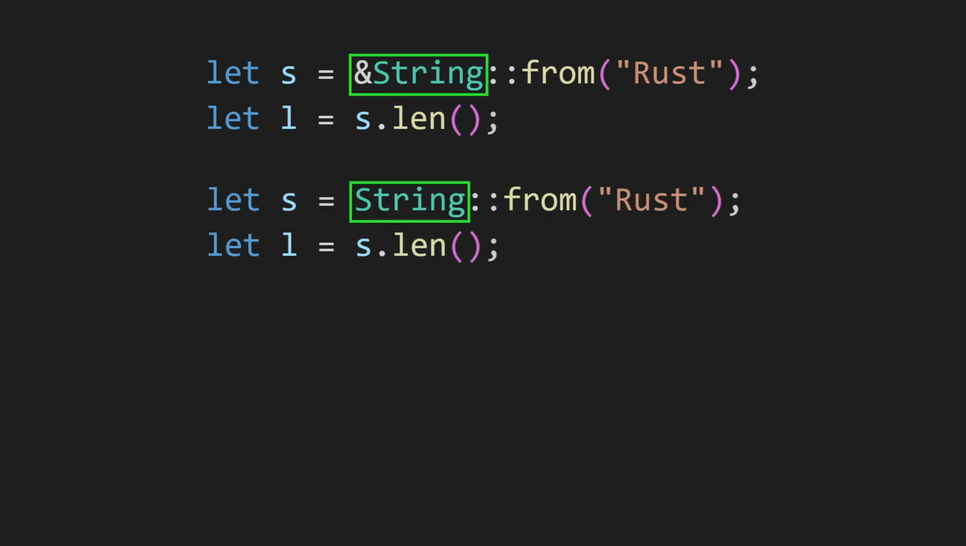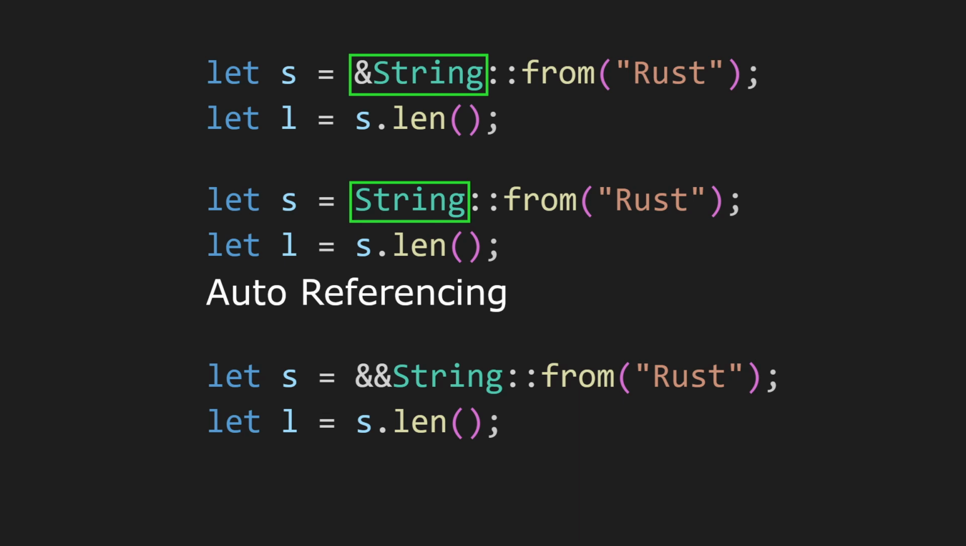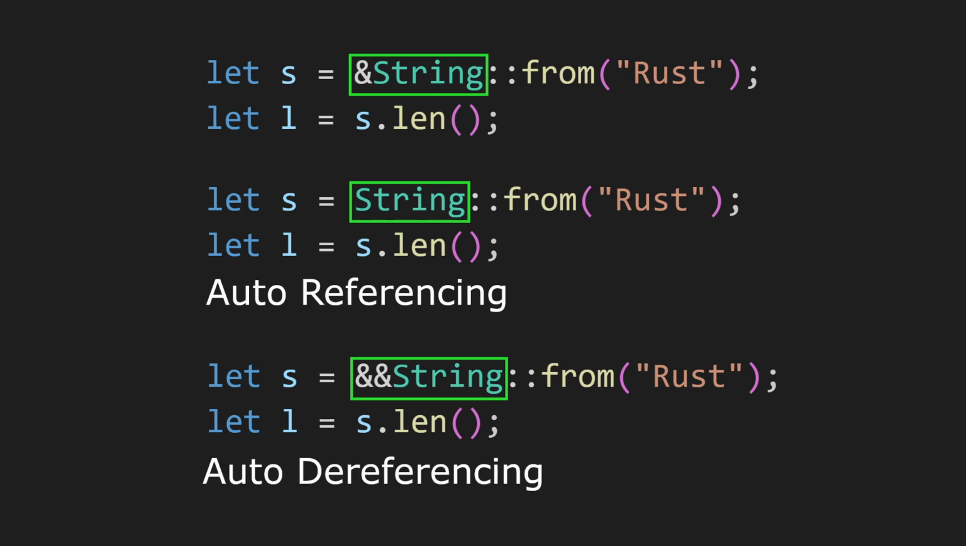But here s is a String, which does not match the self parameter of the len method signature. However, the compiler will automatically convert the String to a reference to a String for us, in order to match the signature. This is called auto-referencing. In this last example, s is a reference to a String, which again does not match the self parameter of the len method signature. Here, the compiler will dereference the outer reference to leave a single reference that matches the signature. This is called auto-dereferencing. Auto-dereferencing may be applied by the compiler multiple times in the case of multiple nested references.